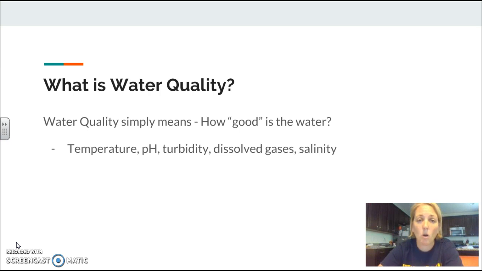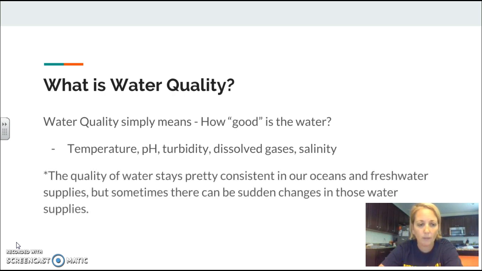Okay, so when we talk about water quality, we're going to focus on a few characteristics. Temperature is one, pH, which stands for percent hydrogen, turbidity, dissolved gases, and then salinity. And I'm going to go through each one of those and give you a more in-depth description of what that is.